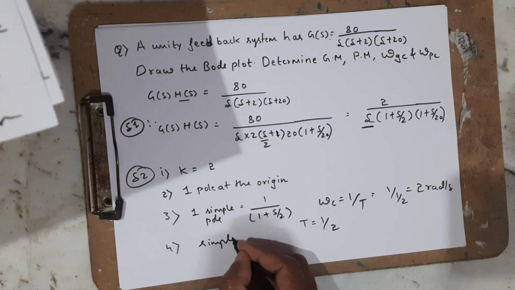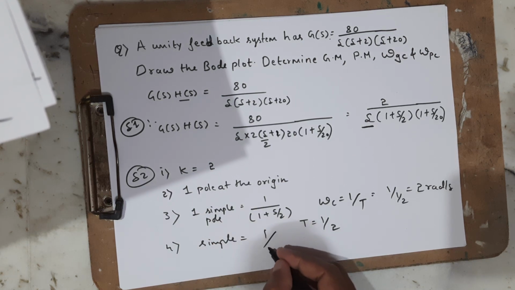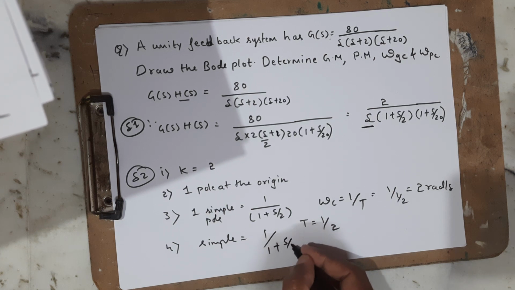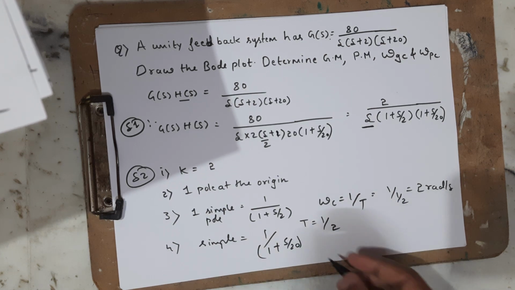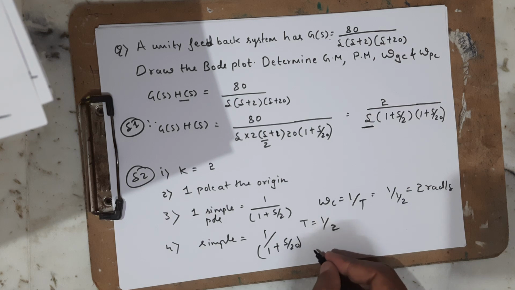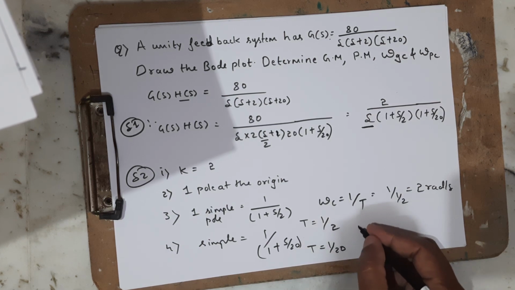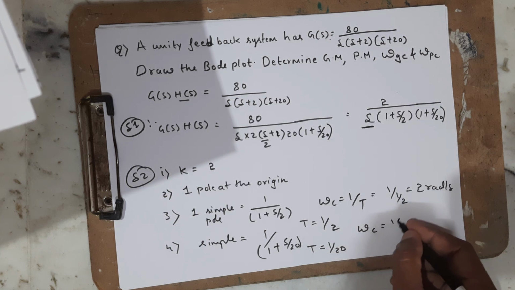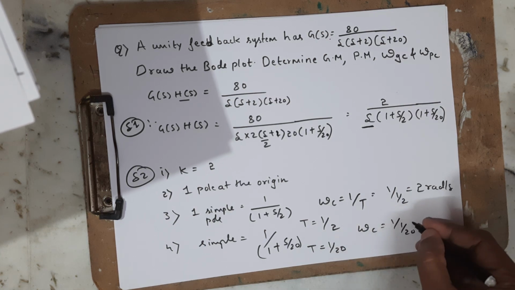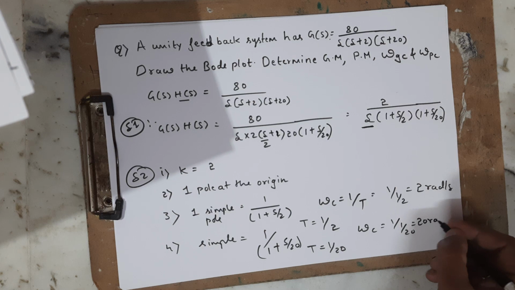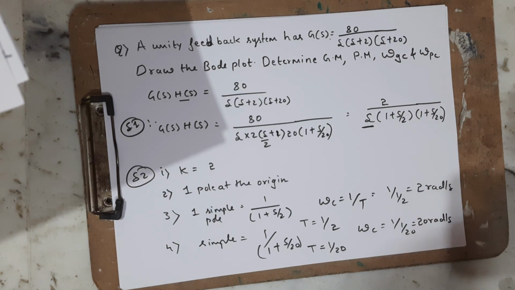What is that simple pole? 1 by 1 s by 20. So this is another simple pole. So from this, what is the value of t? That is equal to 1 by 20. Therefore corner frequency is equal to 1 by 20, that is equal to 20 radians per second.